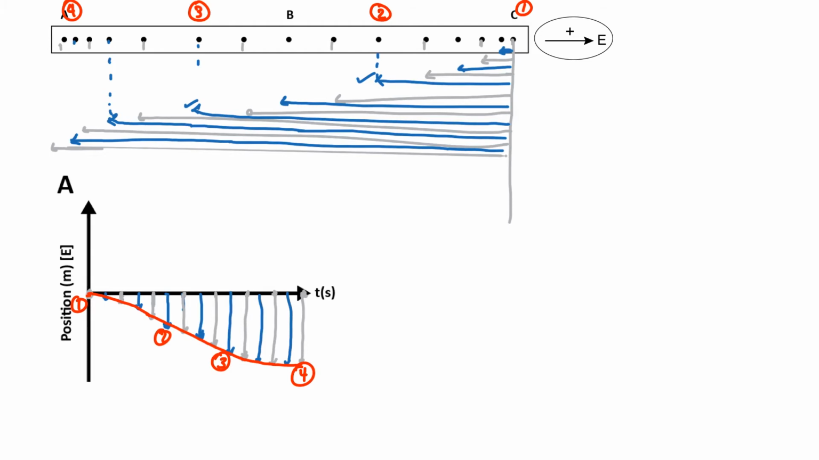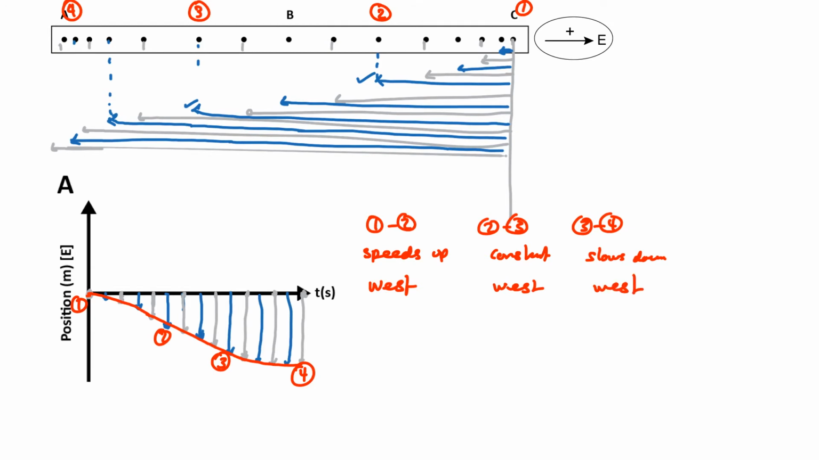So we can break this down into intervals: event 1 to 2, 2 to 3, and 3 to 4. Between 1 to 2, it speeds up, then it's constant, and then it slows down. In terms of direction, it's always moving west of our reference point. So at each point, we are going to write that it's moving west.